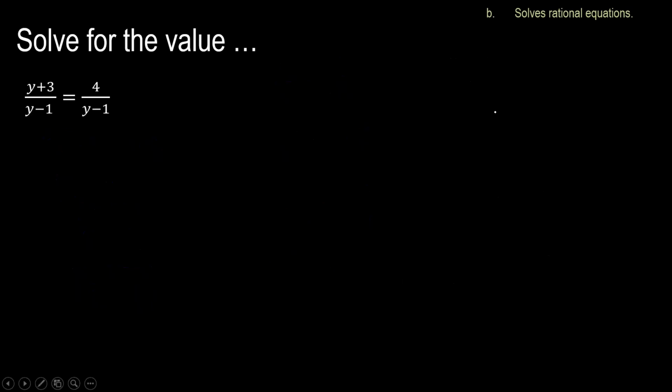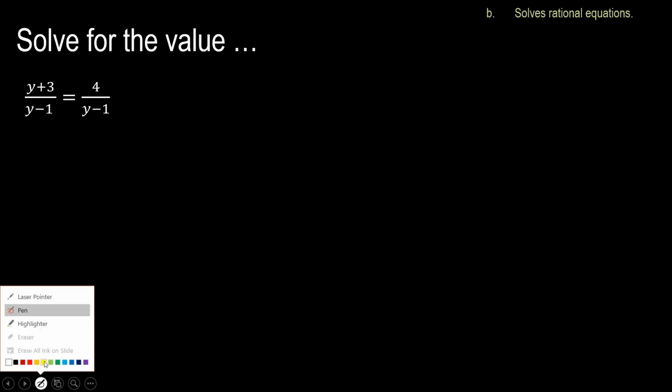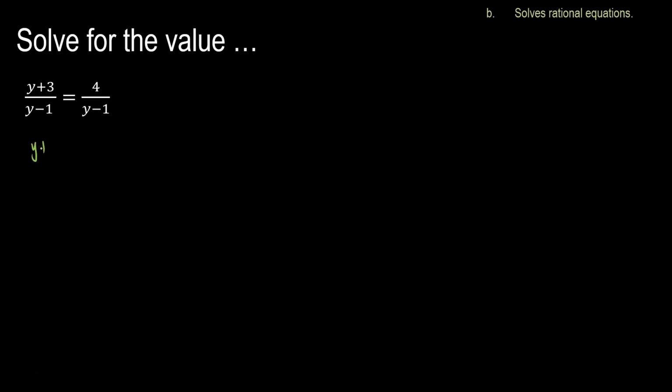Okay, let's have another example. So, as you can see here, class, binomial over binomial. Tapos sa kabilang sa right-hand side naman is monomial over binomial. Okay, so same process, cross multiplication. So, we will have y plus 3 times 1 minus y minus 1 is equal to 4 times y minus 1. Then, let's simplify. Okay, so let's distribute this one.